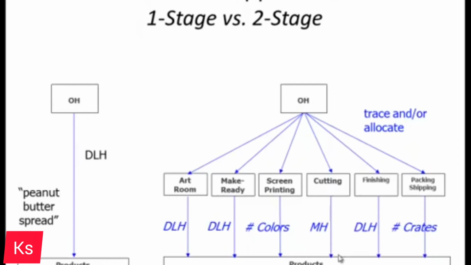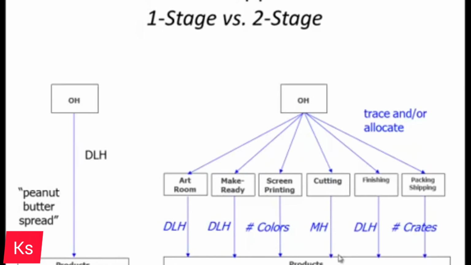Remember, our objective is to allocate overhead in a manner that reflects the consumption of resources. So maybe it makes sense for the art room and the make-ready room to use direct labor hours as the allocation base because those are heavy labor-intensive departments. But for the cutting department, that's all automated. Maybe there's very little labor, and so direct labor hours is not a very good reflection of the consumption of the resources from the cutting department.